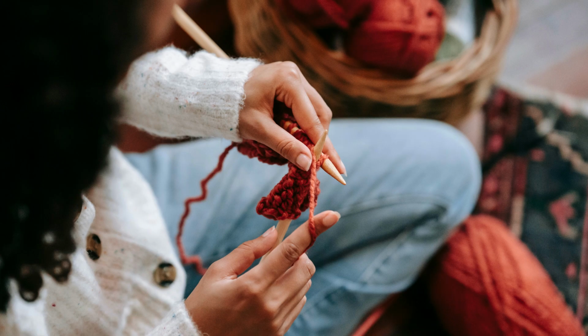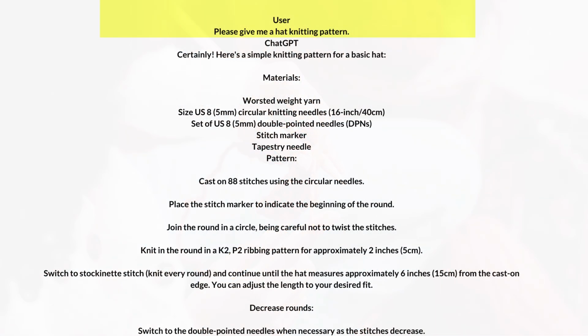If you do hand knitting, it will probably work better. Let me try the hand knitting. Please give me a hat knitting pattern. Here is an example. Cast on 88 stitches, worsted weight yarn. You will need a circular knitting needle or double point needle. Here is the pattern. It looks workable.